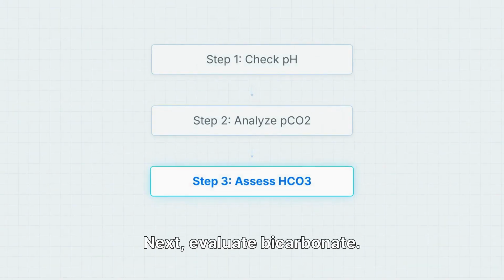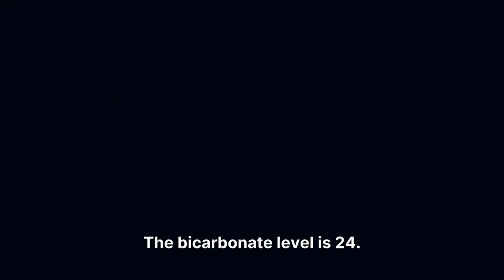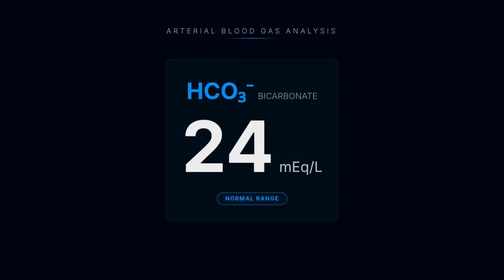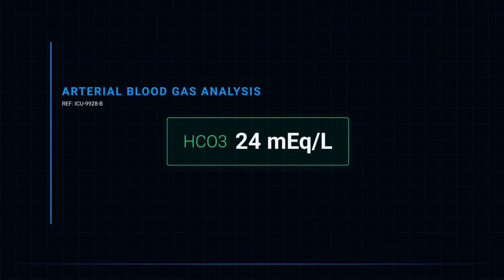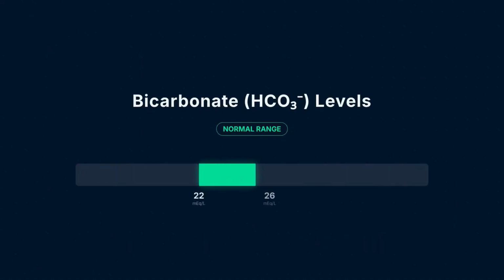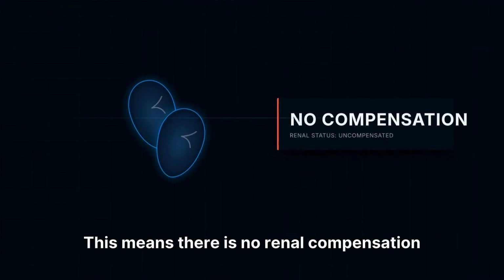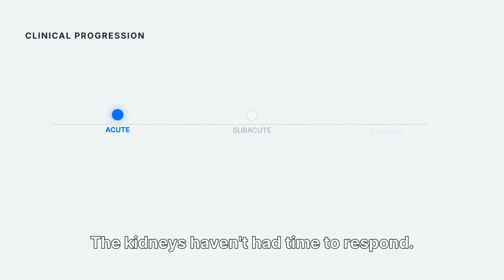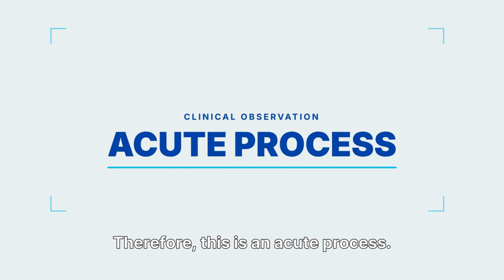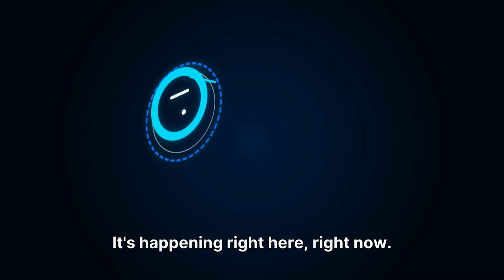Next, evaluate bicarbonate. Let's see if the kidneys are helping. The bicarbonate level is 24. This is a key piece of information, and that falls within the normal range. Normal is between 22 and 26. This means there is no renal compensation yet. The kidneys haven't had time to respond. Therefore, this is an acute process. It's happening right here, right now.